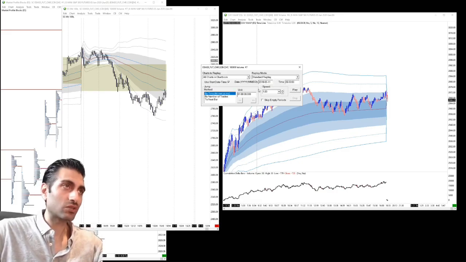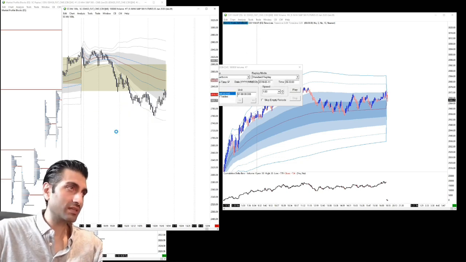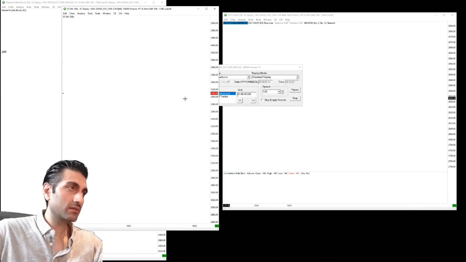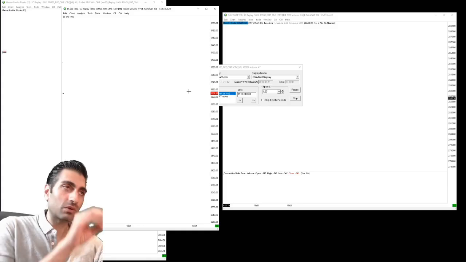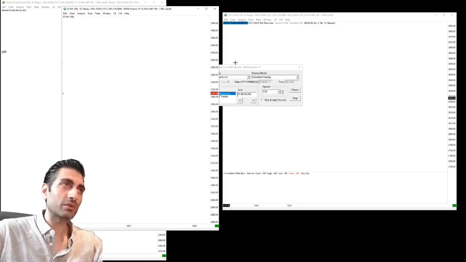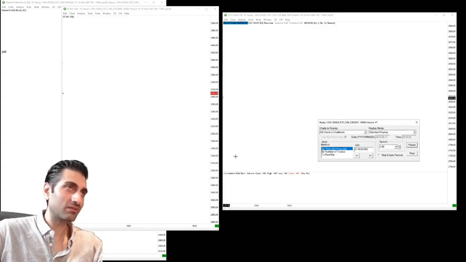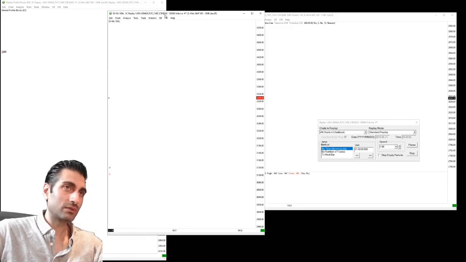Standard replay, all charts in the book, and just hit play. Because obviously I've got a live account, it's going to put me in the simulation. Now my charts are a bit messy. When I show you my full chart book with all the VWAPs, I will show you exactly how it looks, but for the moment, you can arrange your charts as you want to.